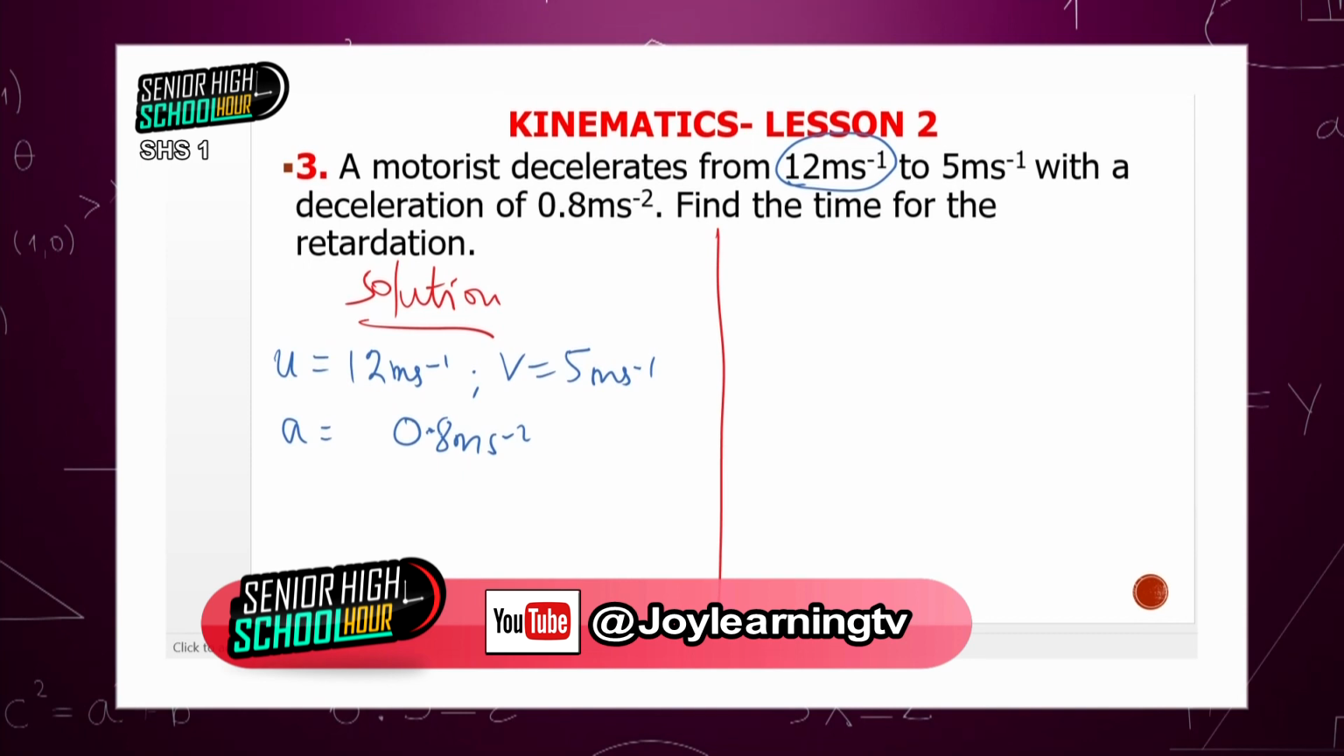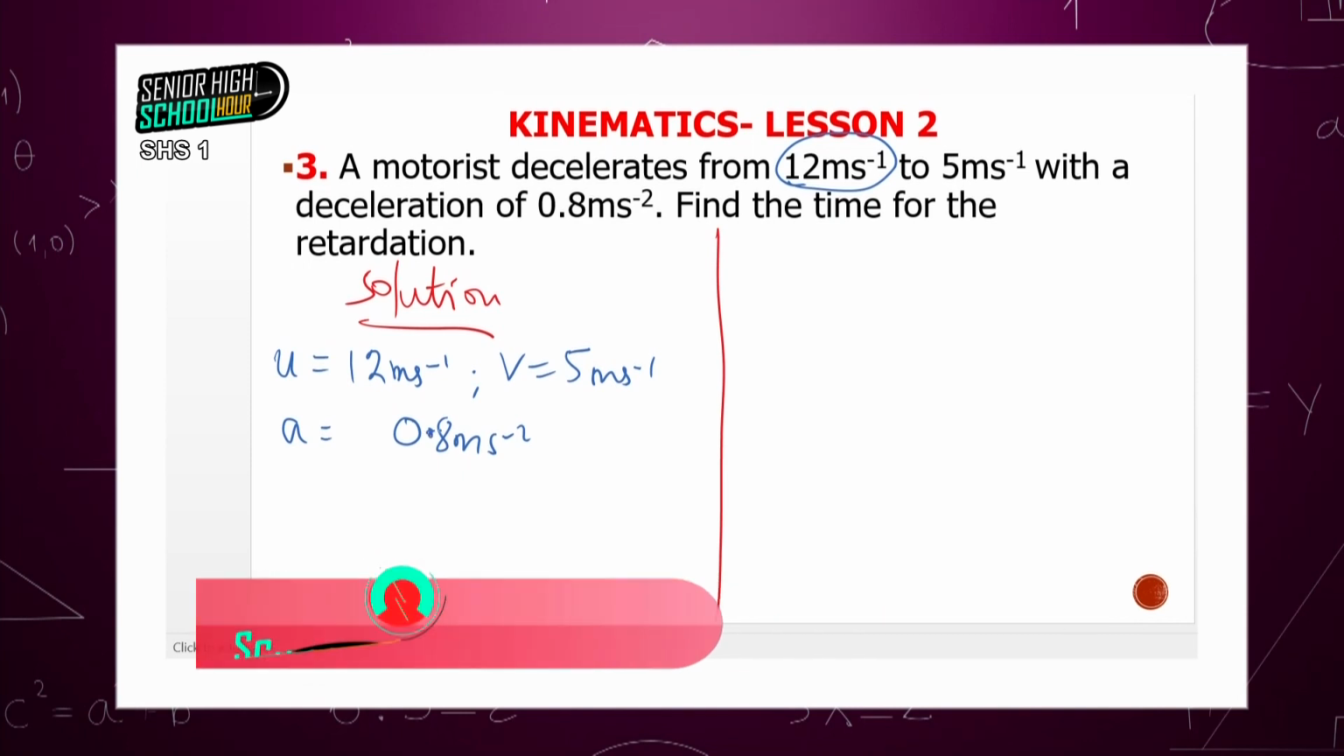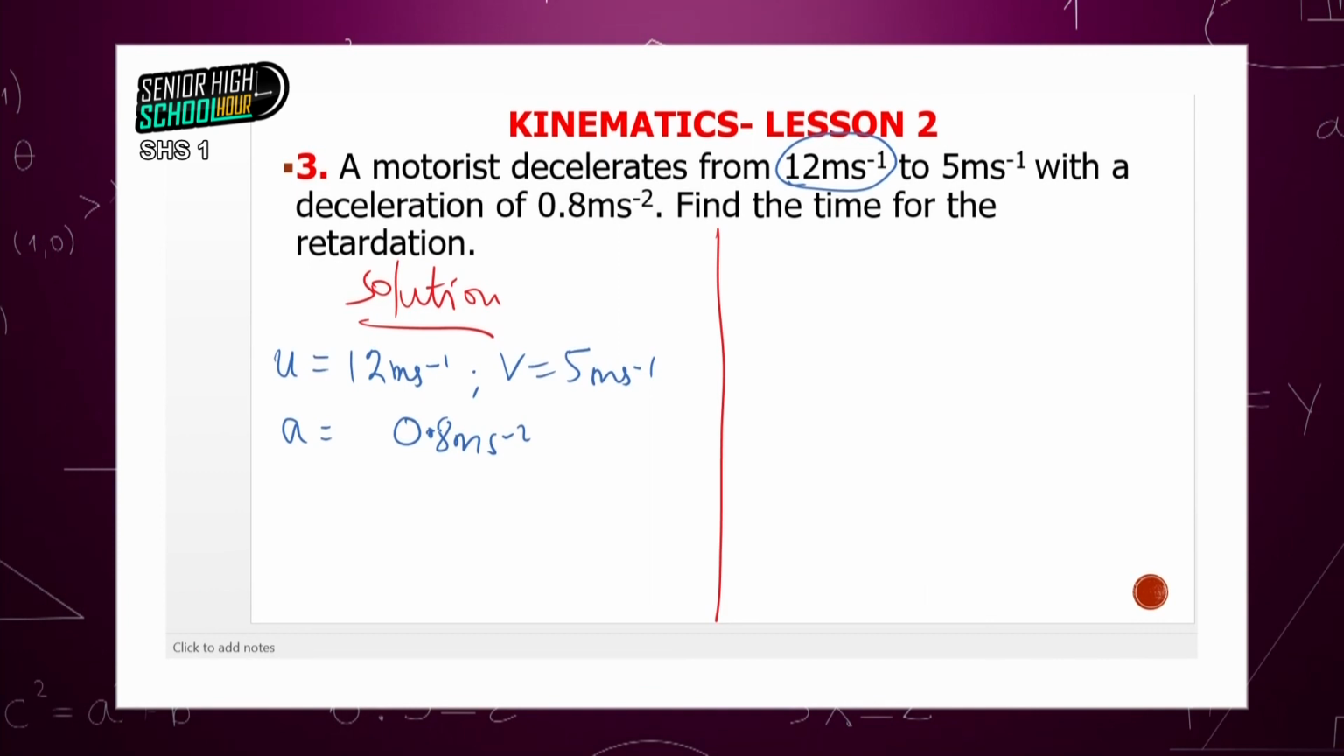But don't forget that deceleration is a negative acceleration. So I'm going to negate this value 0.8 to be minus 0.8 meters per second squared. Then you are asked to find the time. So our time, which we don't know, is t. We go back to our same formula which says the deceleration will be change in velocity over time. So that will give us minus 0.8 is equal to the final velocity, which is 5, minus the initial one, which is 12, on the time which we are looking for.